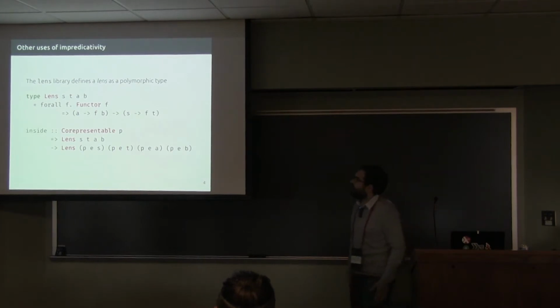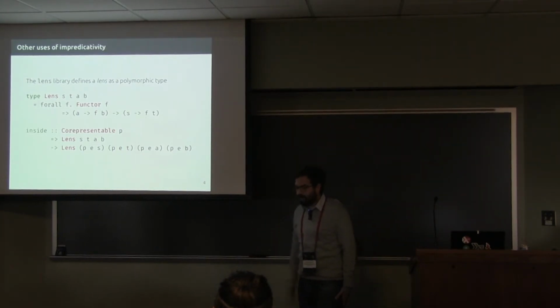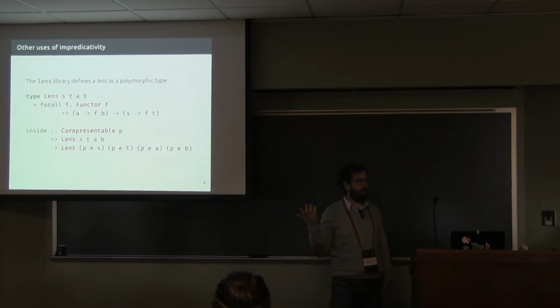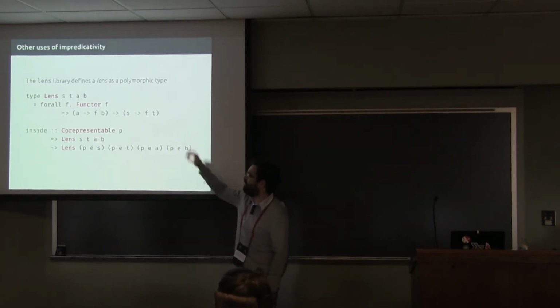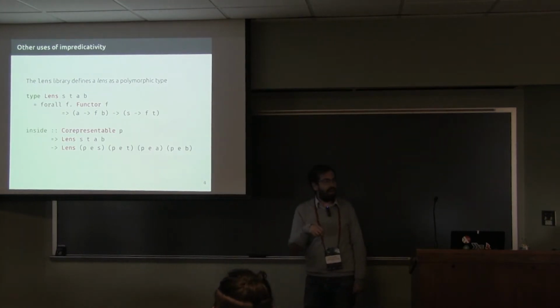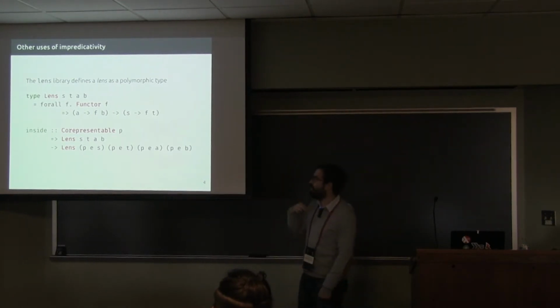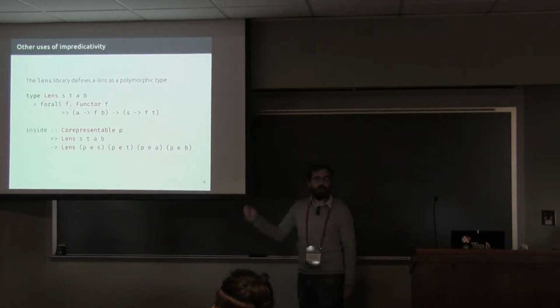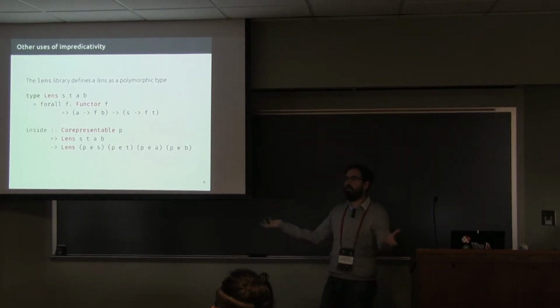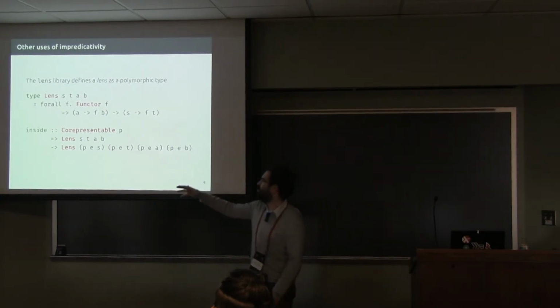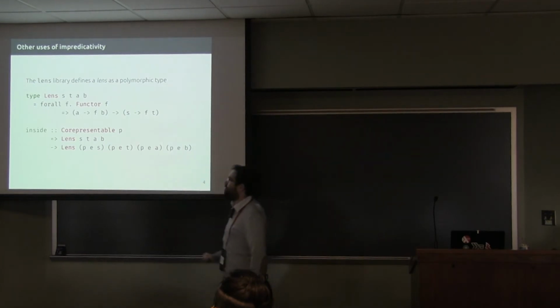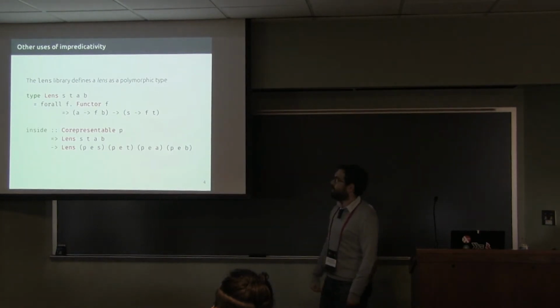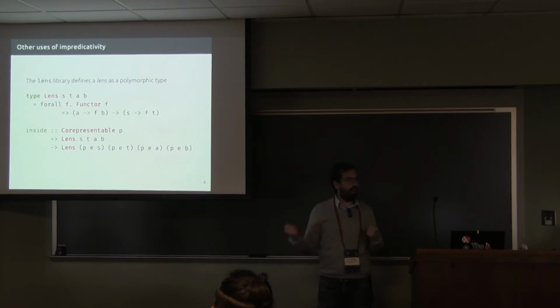Another place where this kind of thing becomes useful is if you have the lens library in Haskell. A lens is defined by this big thing. You don't need to understand why this is a useful representation. What is important is that there is a forall there. So a lens is some kind of polymorphic thing which allows you to turn functions into some other kinds of functions. And then there is a whole vocabulary of what you can do with these lenses.